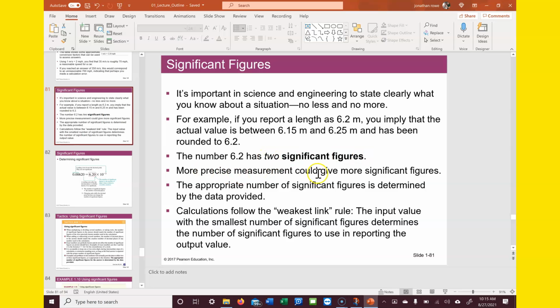More precise measurement could give more significant figures. The appropriate number of significant figures is determined by the data provided. Calculations follow the weakest link rule. The input value with the smallest number of significant figures determines the number of significant figures to use in reporting the output value. I like that. That keeps you from overstating your case, which is the tendency for everybody, especially scientists, to overstate your findings. But using the weakest link rule keeps you from doing that. It makes you say, I can't say that it's any more precise than this because this was the weakest link in my calculation.